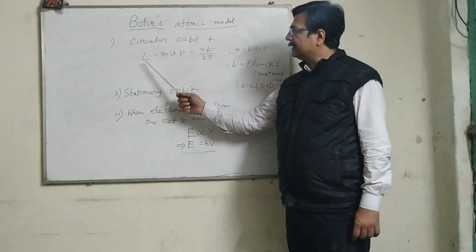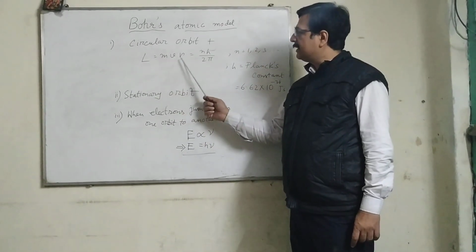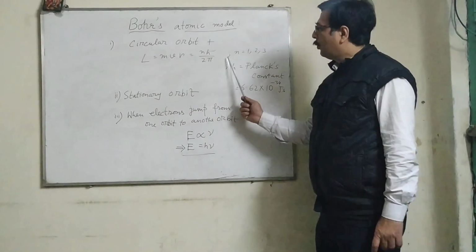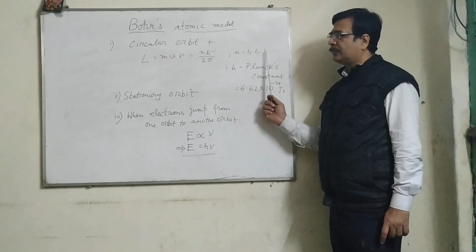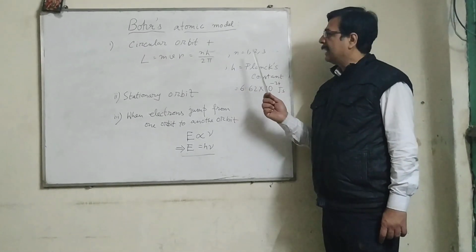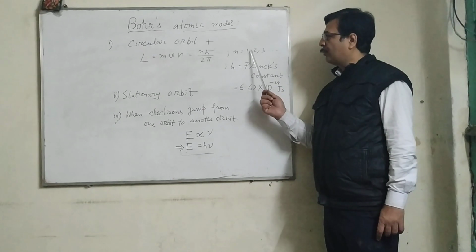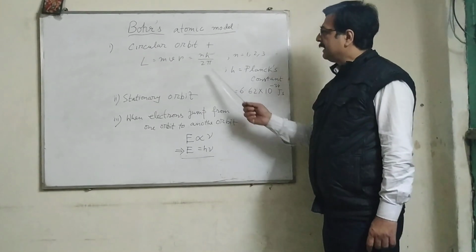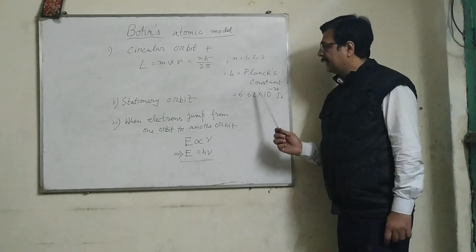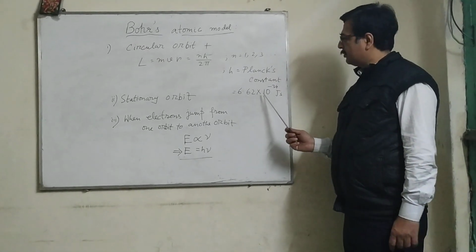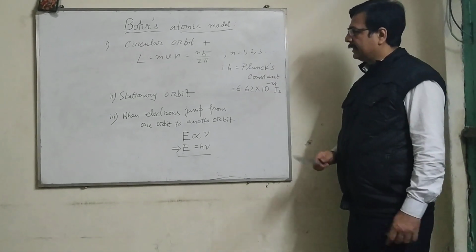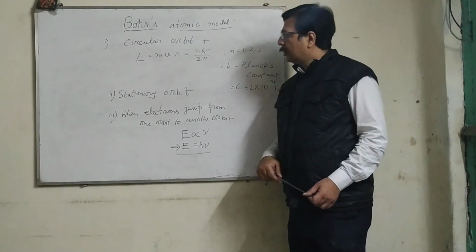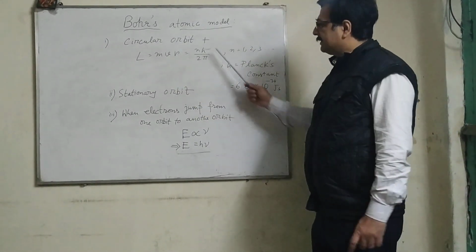Mathematically we can write L = mvr = nh/2π, where n = 1, 2, 3, and so on. Means n is a positive integer, starting from 1, 2, 3, and so on. And h is Planck's constant. Its value is 6.62 × 10^-34 joule second. So this total thing is the first assumption.